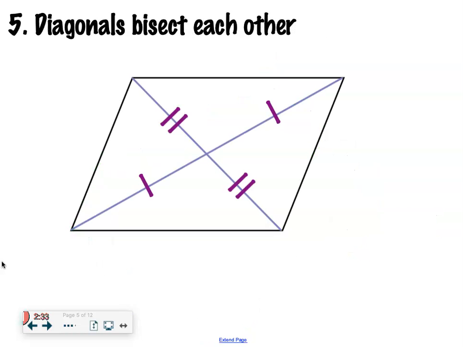Our diagonals bisect each other. What does bisect mean? Cut in half. So like if this guy is 4, this guy is 4.